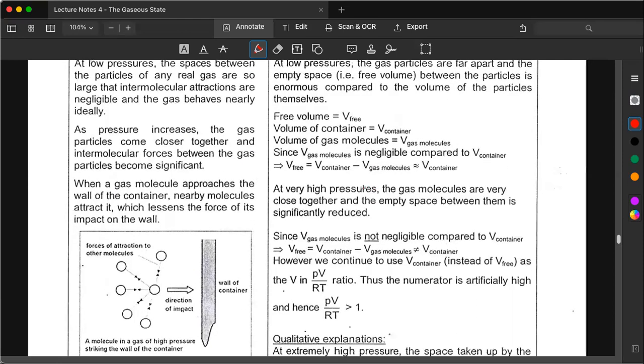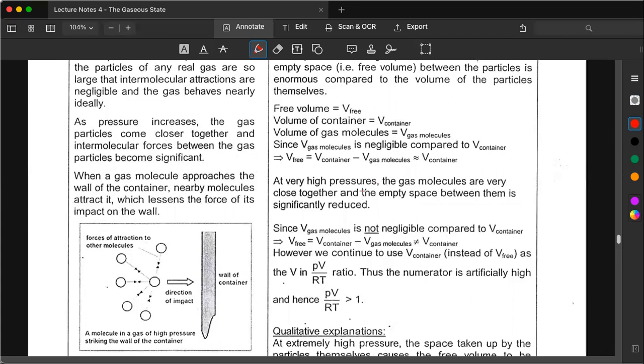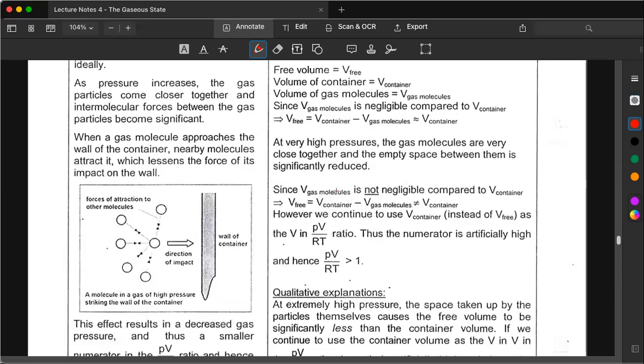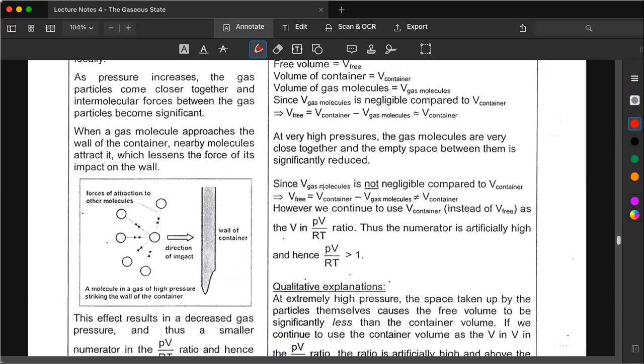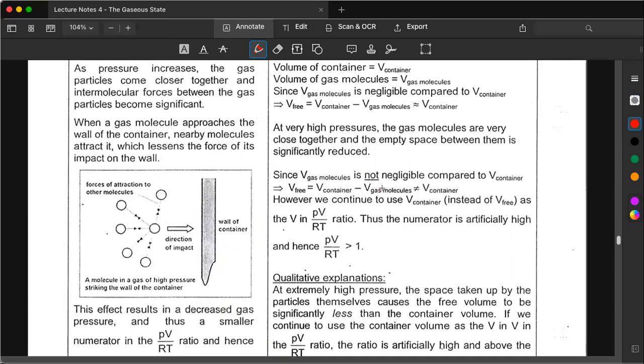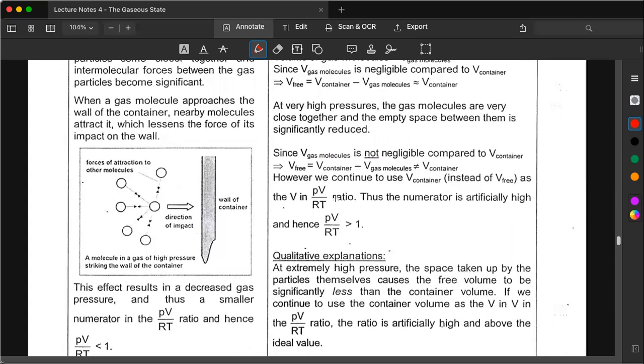So at very, very high pressure, the molecules are now close together and the empty space between them becomes significantly reduced. Since the volume of the gas molecules is not negligible compared to the volume of the container, the free volume is equal to the volume of the container minus the gas molecules, not equal to the volume of the container. We continue to use the volume of the container instead of the free volume as the V in the ratio. So the numerical value becomes artificially high because of an increased volume, so it becomes greater than 1.